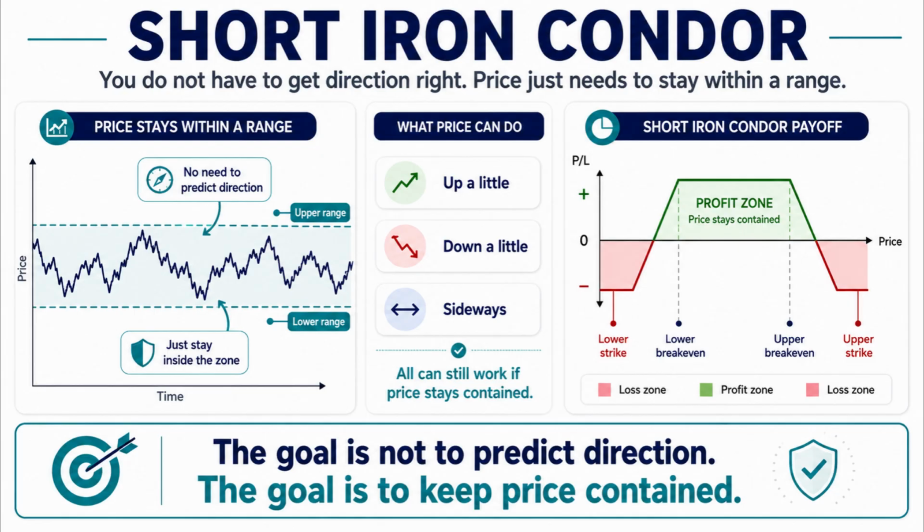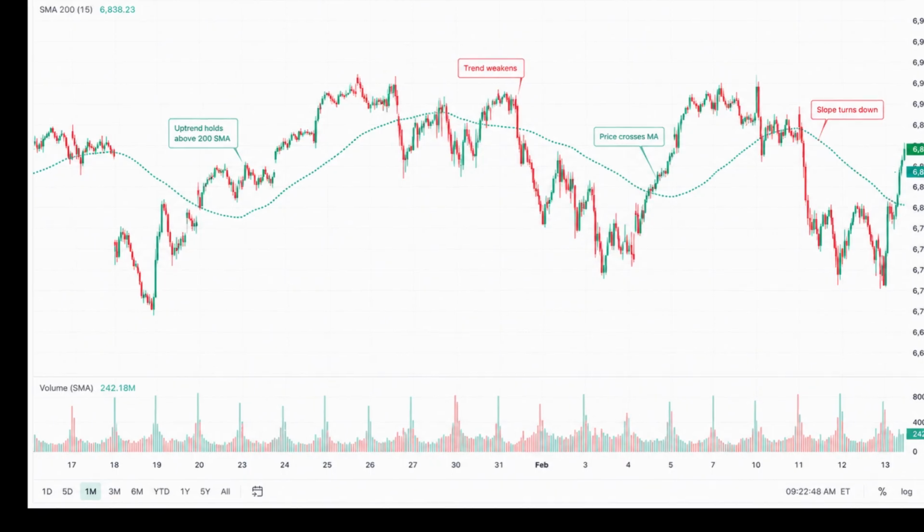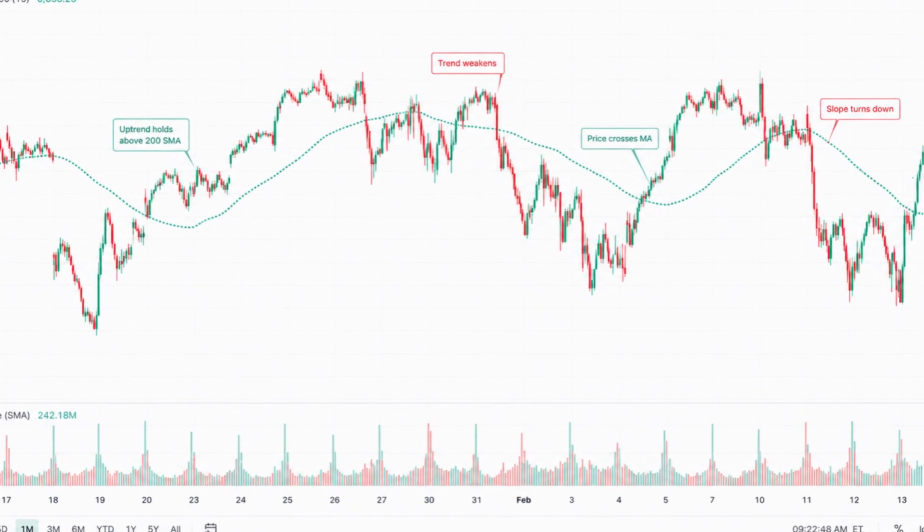A lot of options traders gravitate toward this trade because you don't have to pick a direction. The market can go up a little, down a little, or sideways, and the trade can still work. Though anyone who's traded short iron condors would know that if you use them in the wrong environment, the losses can be ugly. So this trade is not something I put on just because the market looks quiet or premium looks decent. Let's start with the bigger picture.